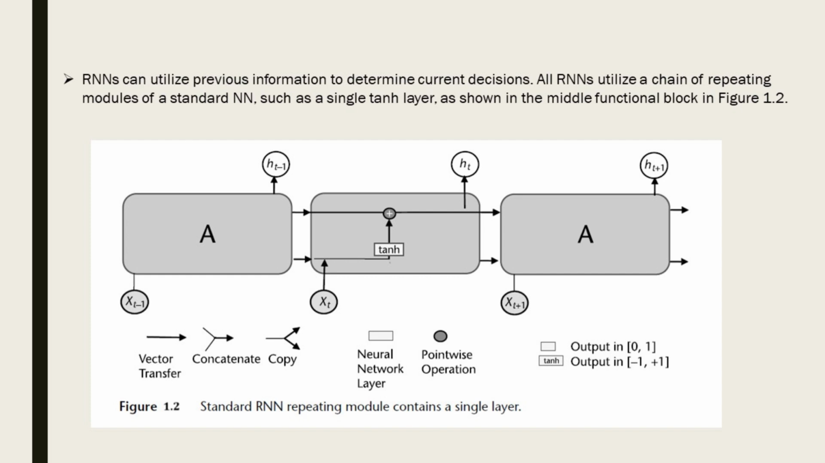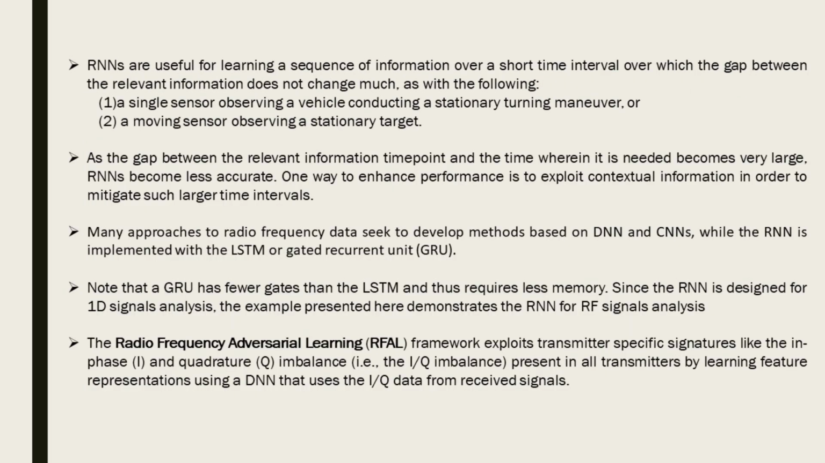RNNs can utilize previous information to determine current decisions. All RNNs utilize a chain of repeating modules of a standard NN, such as a singleton layer, as shown in the middle functional block in Figure 1.2. RNNs are useful for learning a sequence of information over a short time interval, over which the gap between the relevant information does not change much, as with the following. 1. A single sensor observing a vehicle conducting a stationary turning maneuver, or 2. A moving sensor observing a stationary target.